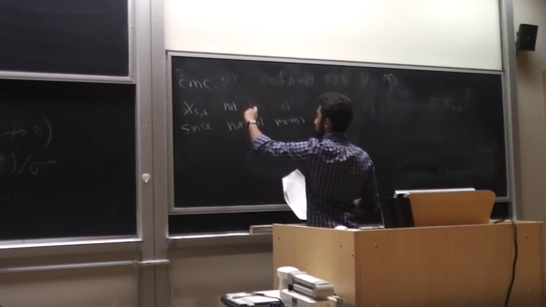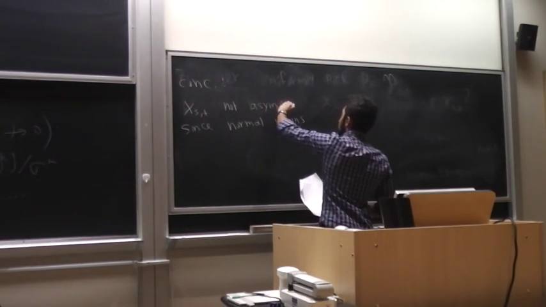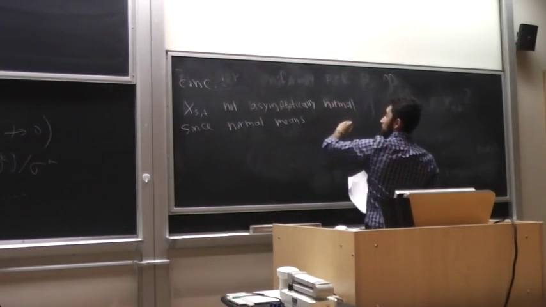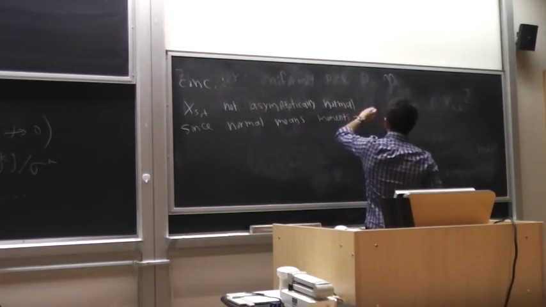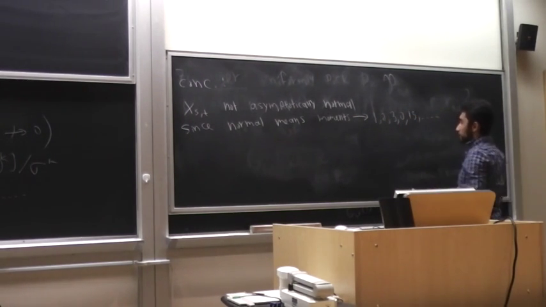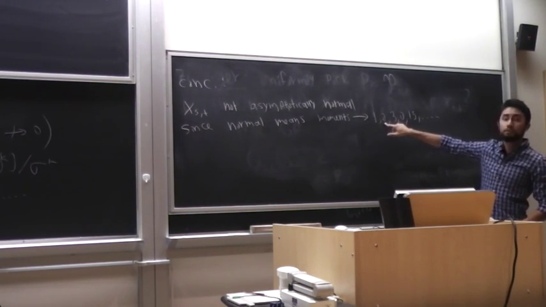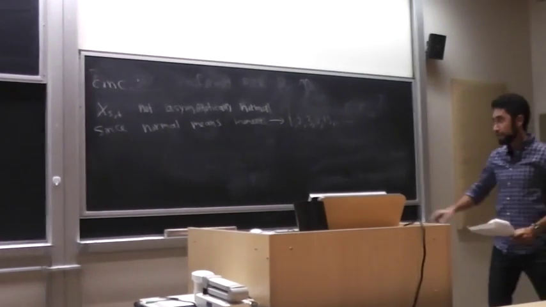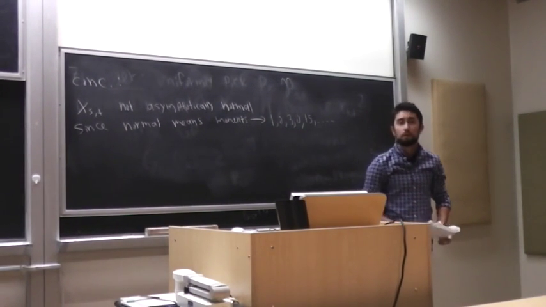Although it's not normal for either. It's not asymptotically normal. Because normal means that the moments approach 1, 0, 3, 0, 15, and so on. It's a famous fact that the moments of the normal distribution alternate between 0 and products of the odd numbers. So this is a rigorous proof because the moments do not agree with this, so there's no way it's going to be normal, right?